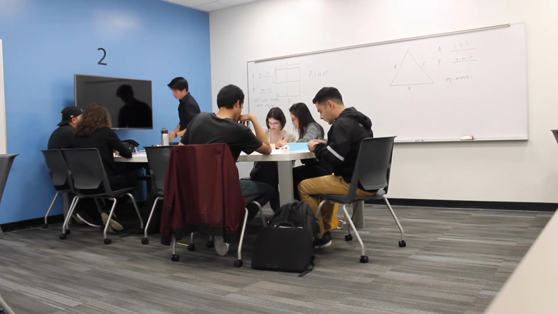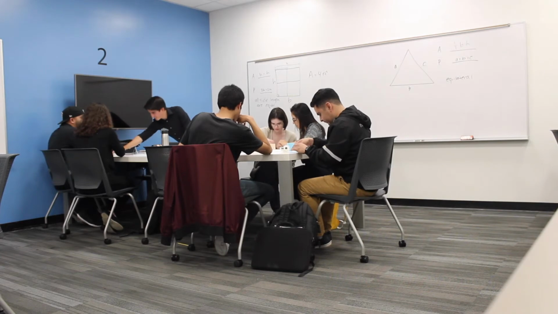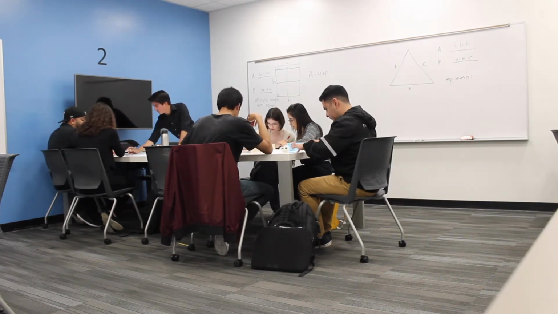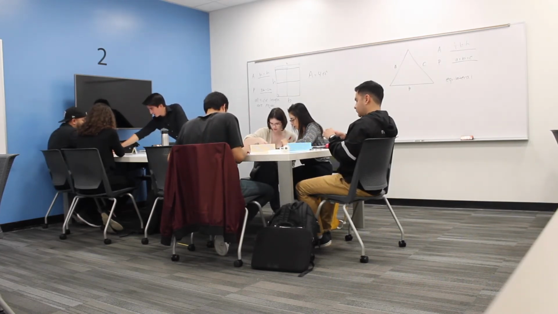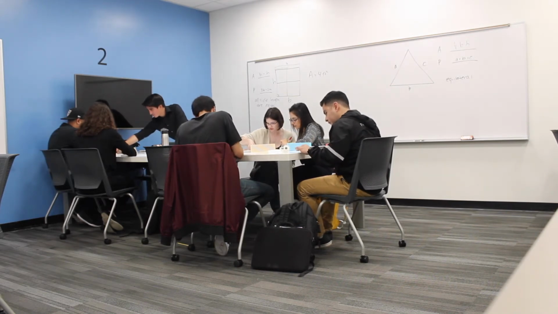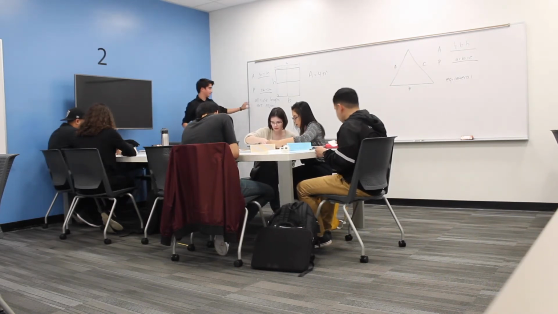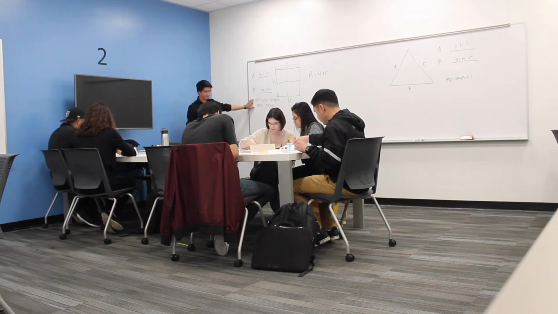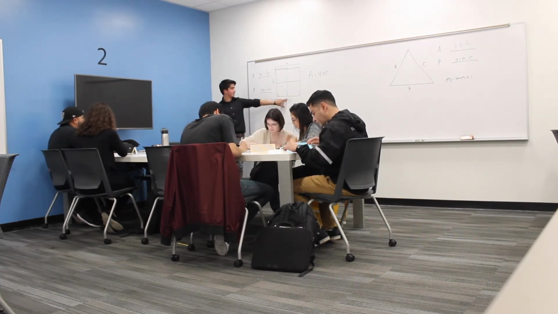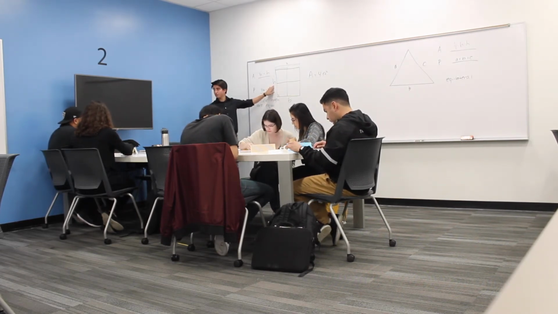It would be easier, but unfortunately, we're not using that here. If we know the area is going to be 16, what do you know about the length of a square? All sides are equal? Yes, which means this value is equal to this value.